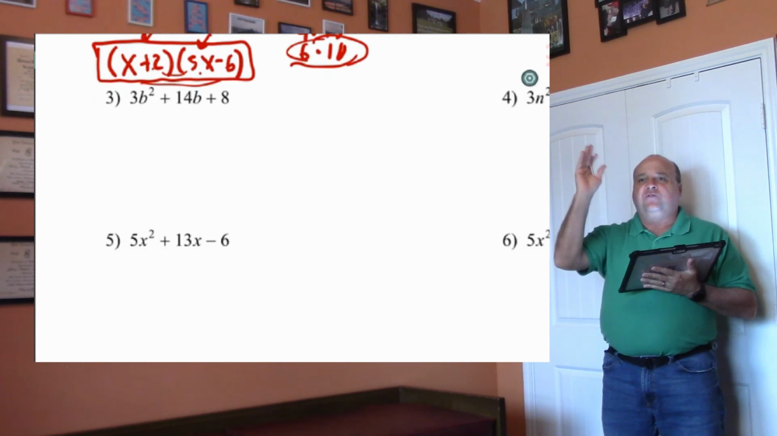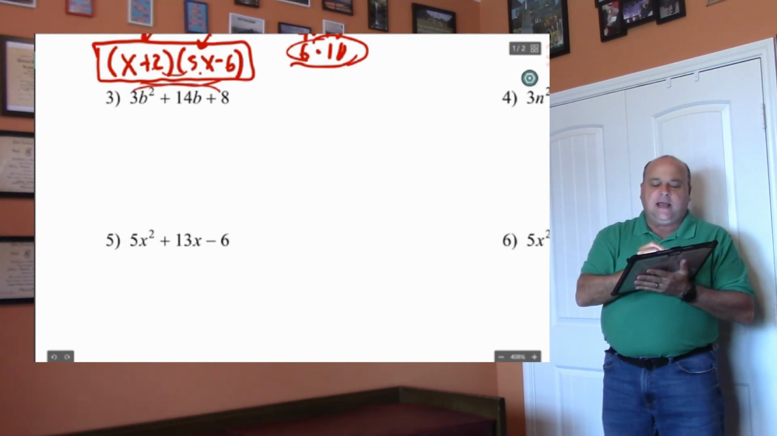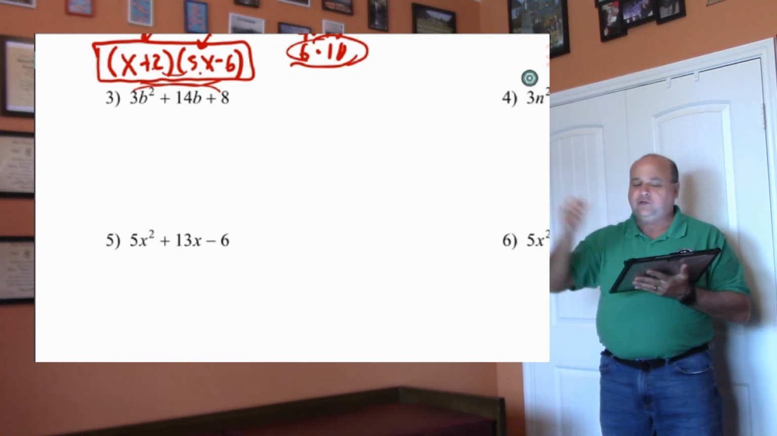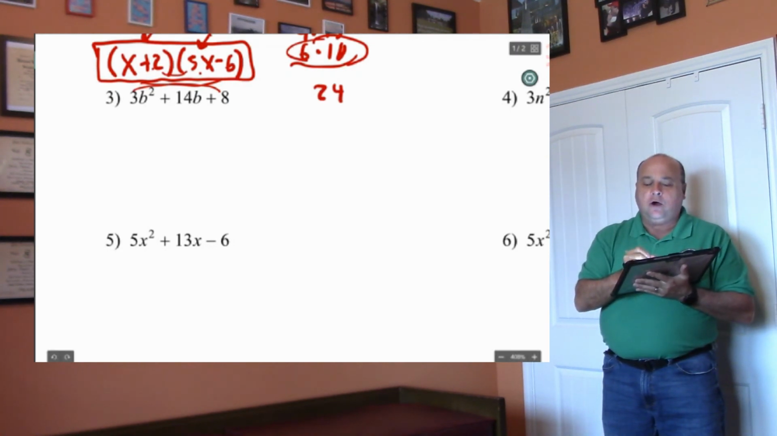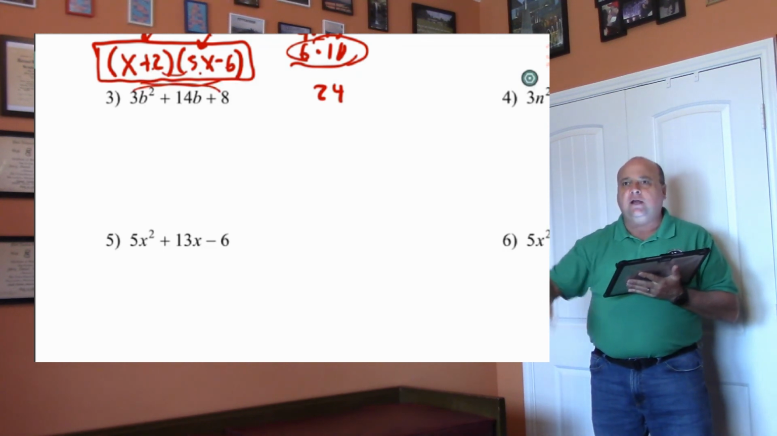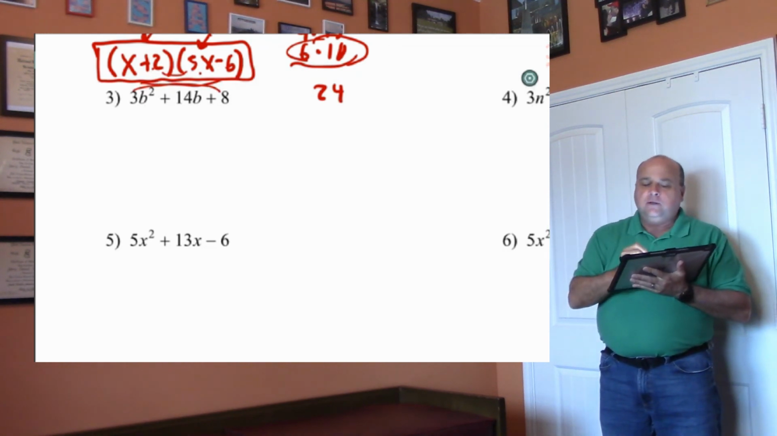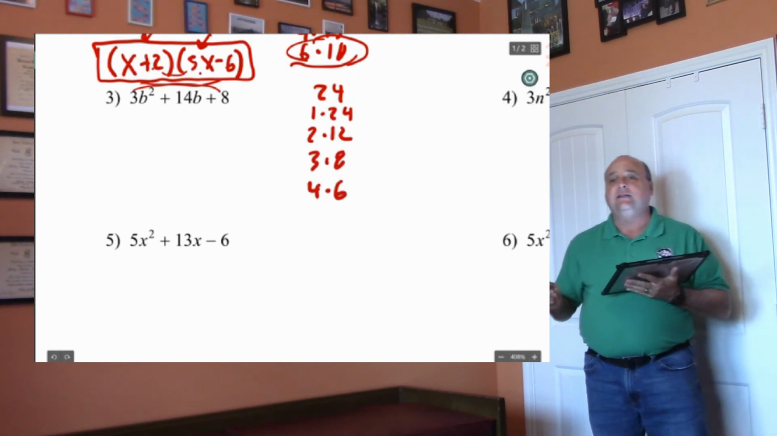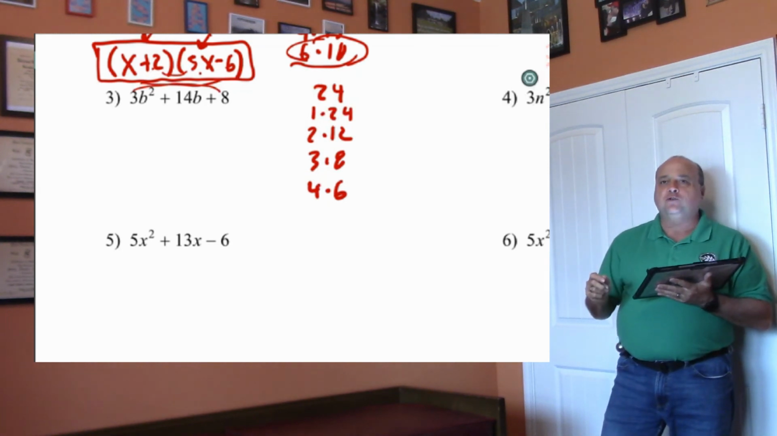Okay, on the next, the first step is to multiply the A term and the C term, right? So 3 times 8 is 24. This one won't be hard because there's not many factors in 24. The more factors you get, the harder the problem is. So I'm just going to do this by hand. 2 times 12, 3 times 8, 4 times 6, and that's it. So those are my factors of 24.